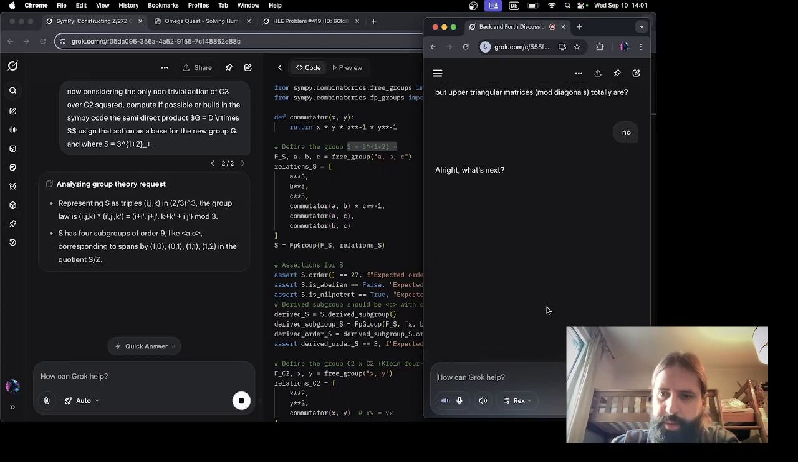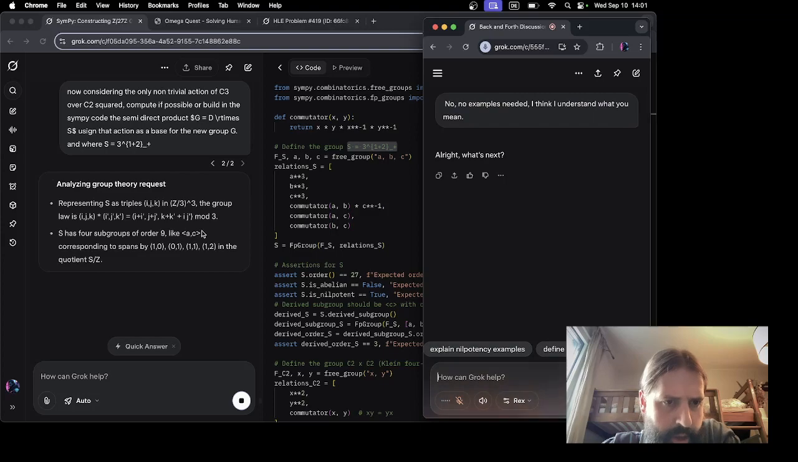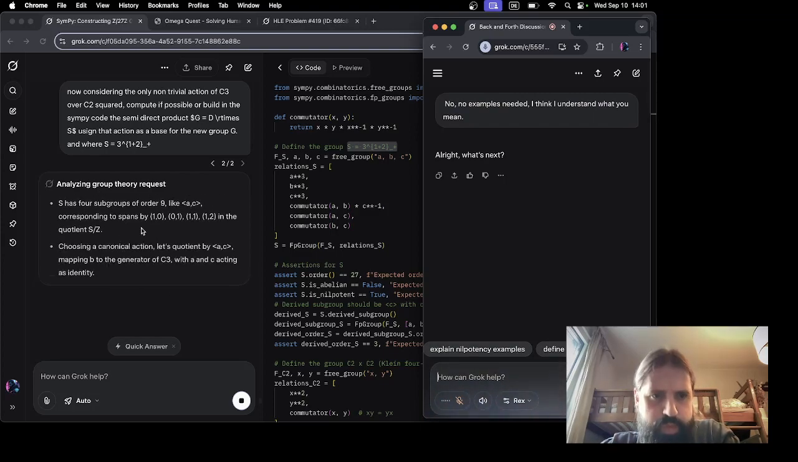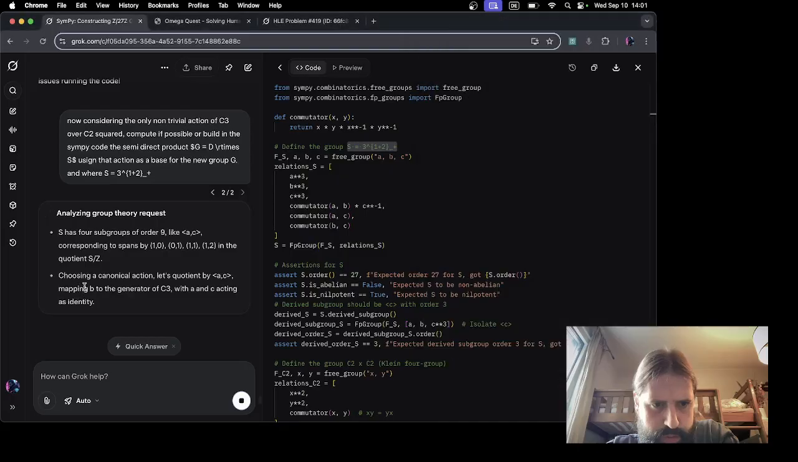No, thanks. No examples needed. I think I understand what you mean. Thank you. Cool. Nilpotent's basically layers of commuting until everything lines up like dominoes falling in neat stacks. If it clicks, we're golden.